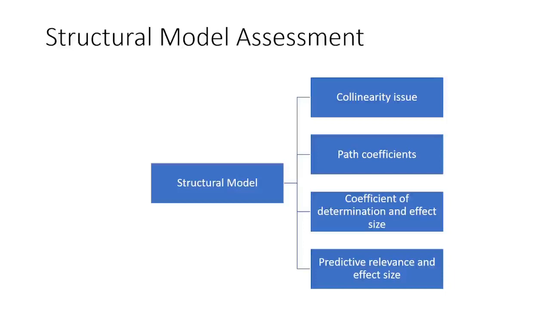First, we look for the collinearity issues. Then we work on the path coefficients, their significance and their strength. Then we move on towards the R square, that is coefficient of determination. And then we'll work on the predictive power of our model. These are the 4 things that we include in our structural model assessment. So let's go to our software, and one by one we'll look into the places where we'll get this information.